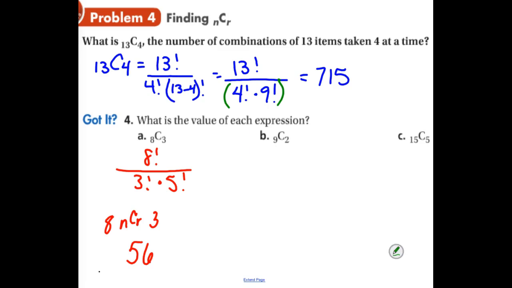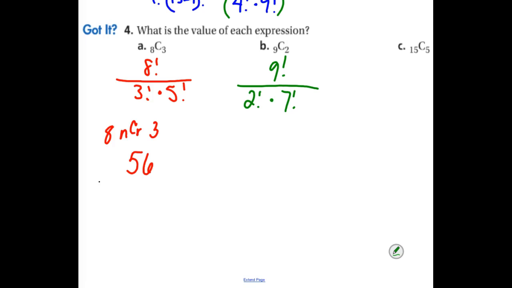All right, so checking our setup, you should have 9 factorial on the top for the numerator. Denominator would be a 2 factorial and what? 7 factorial? Okay, and what did you end up with? 36.